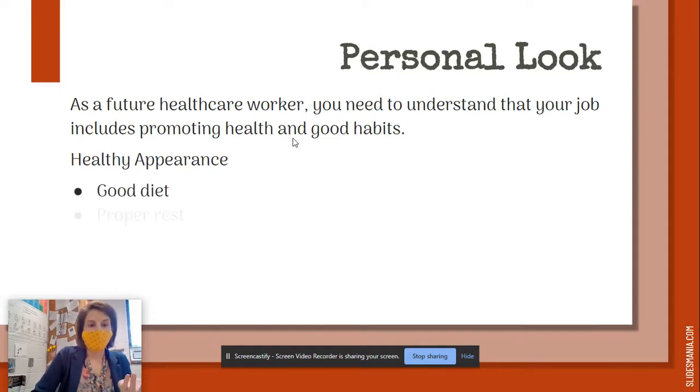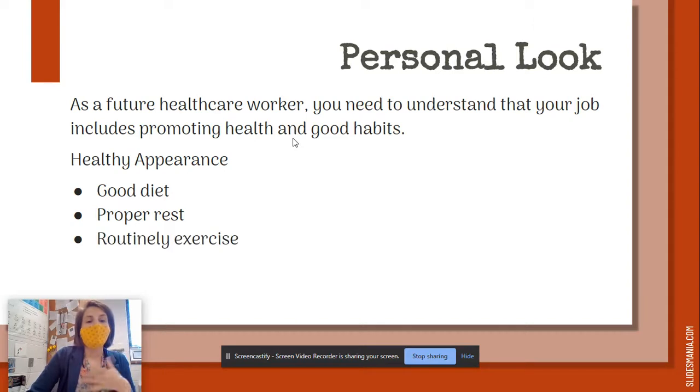So a good diet, getting the proper amount of rest so that you don't have the dark circles under your eyes and you look like you haven't slept in a week. Okay. Making sure that you're getting your proper exercise so that you don't have to look like a fitness model. I'm not saying that. I'm just saying that if you're going to be promoting exercise with your patients, then you're going to have to do the same for yourself.